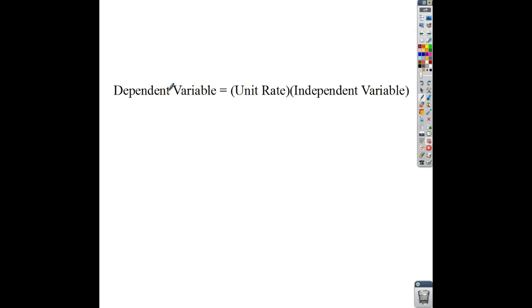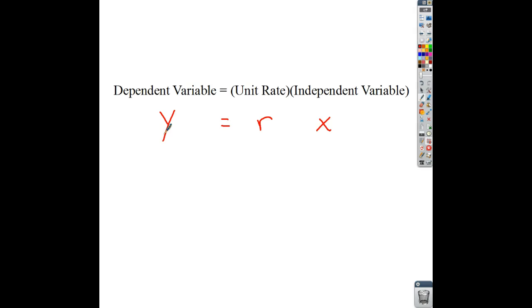So the dependent variable is the same as Y, okay? The unit rate, we're just going to call it R for right now, okay? And then the independent variable is X, okay? So what we're doing here is we're taking Y, and it is whatever X is, multiplied by R, okay? So when we find our equations, if we know the unit rate, all we have to do is identify what the independent variable is and what the dependent variable is, and then we can find anything that we want from it.